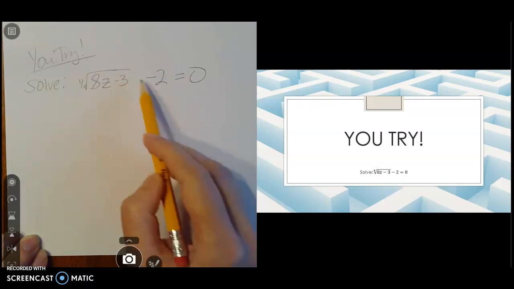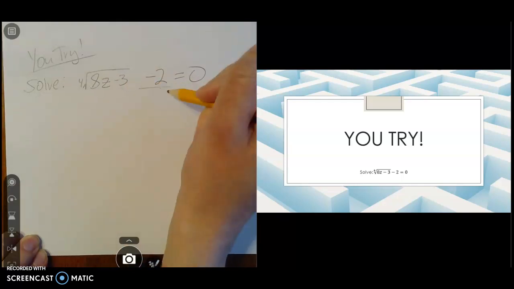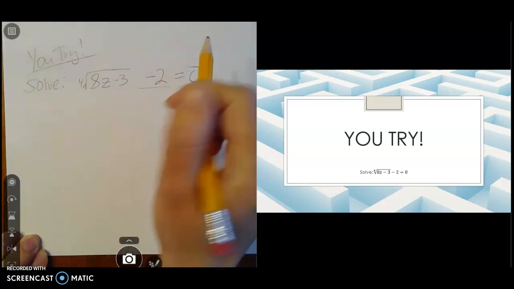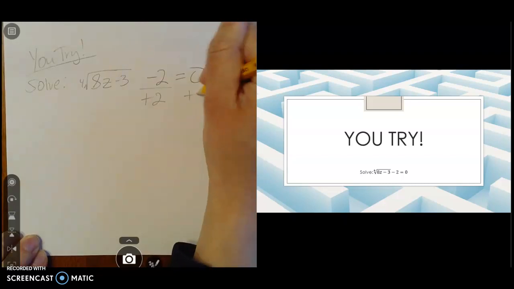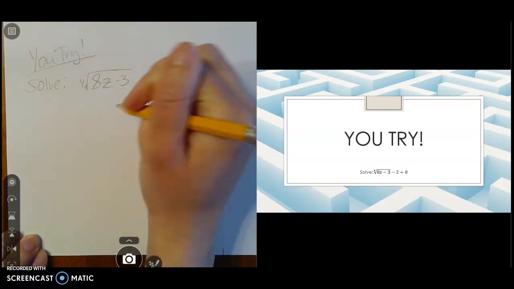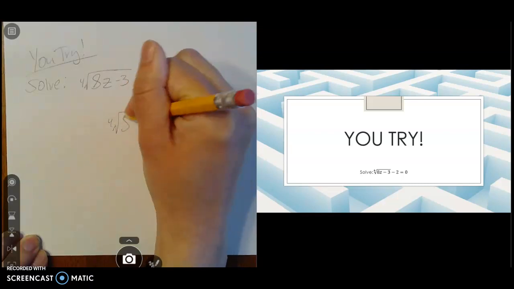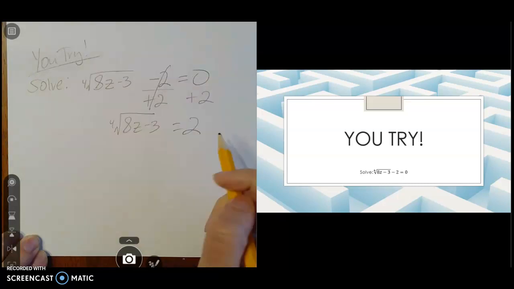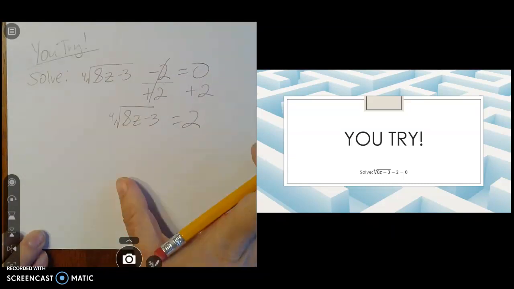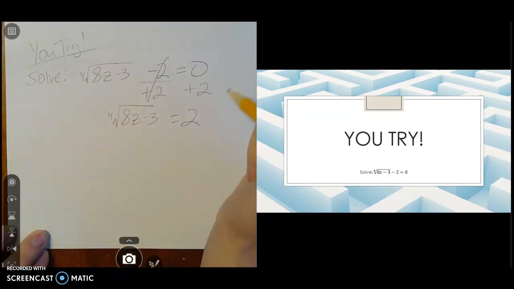So the first thing I'm going to do is get rid of this minus 2 because I don't want it on the same side as my radical. Opposite of subtracting would be adding, so I'll add 2 to both sides. I've got the fourth root of 8z minus 3 equals positive 2. We're good to go. If that was negative 2, it would not work out so well, but positive 2 is good. We can have a fourth root that is positive.